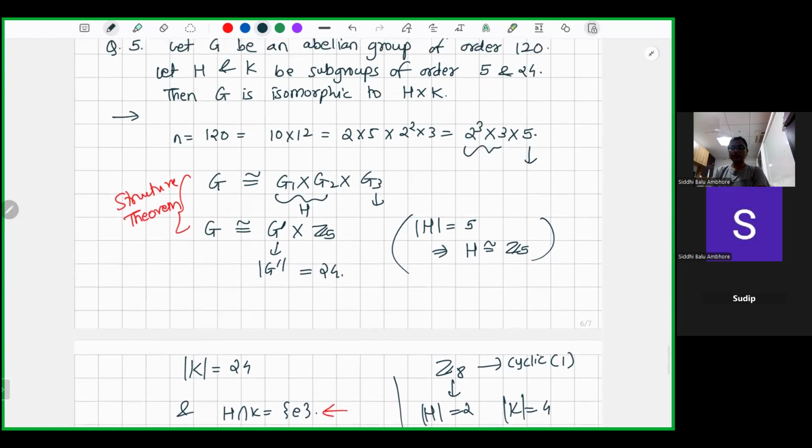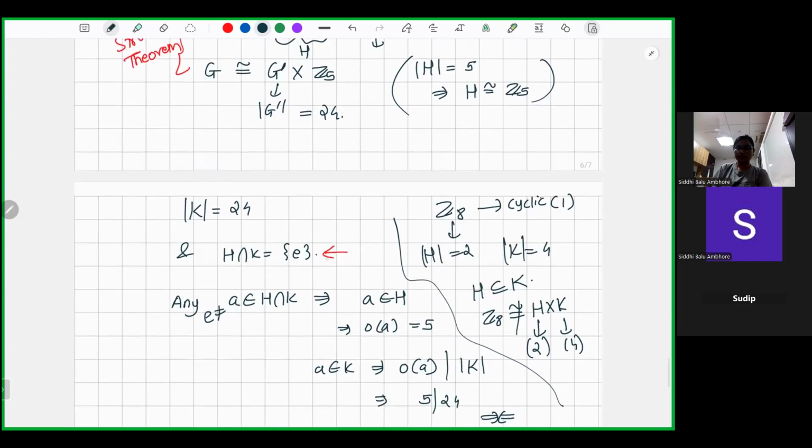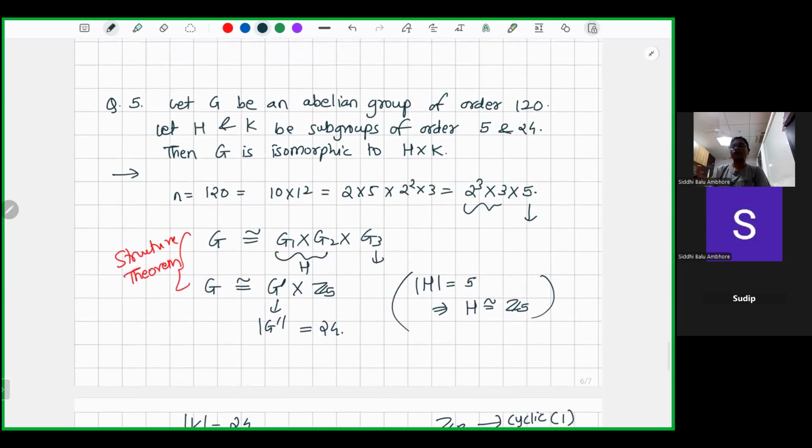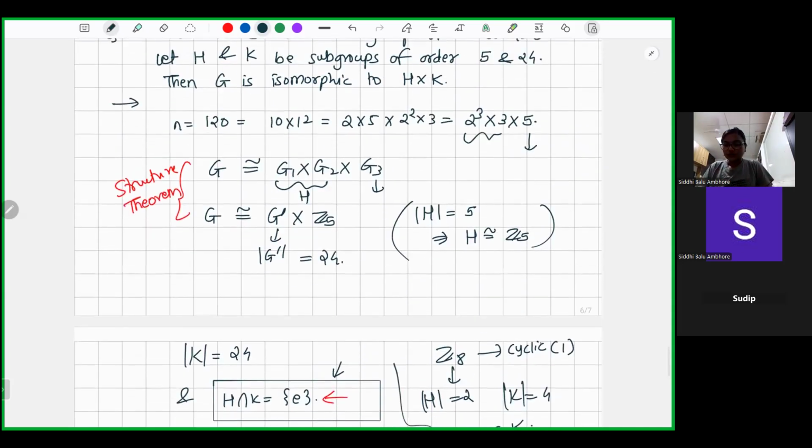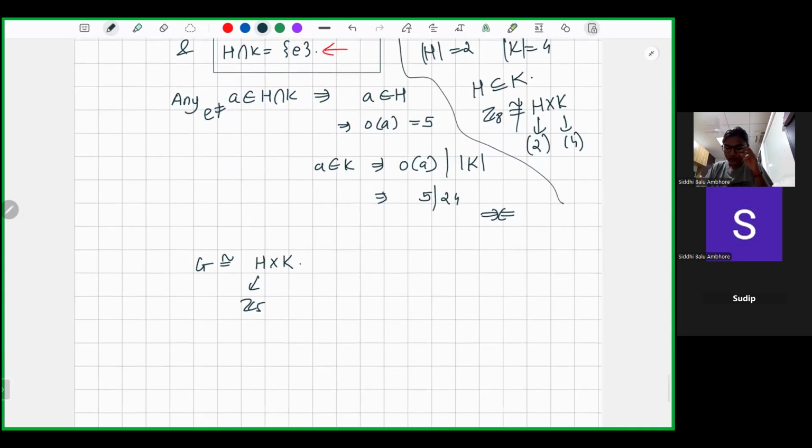But here, the trivial intersection was important for us to declare that this is the only way that we can have G isomorphic to H cross K. This was the key point which we needed here. So I hope this was understood.